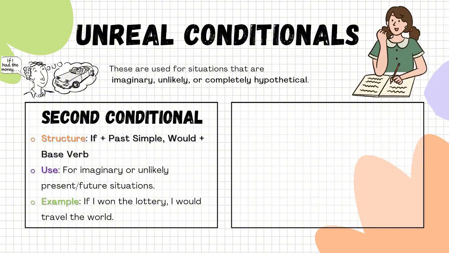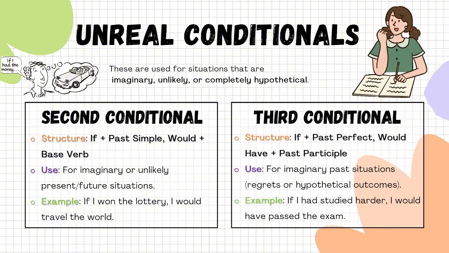The third conditional is used for unreal past situations, often to express regrets or imagine different outcomes. For example, if I had studied harder, I would have passed the exam. Here, the condition is in the past perfect, and the result uses would have plus past participle. This structure helps us reflect on the past and think about what could have been.